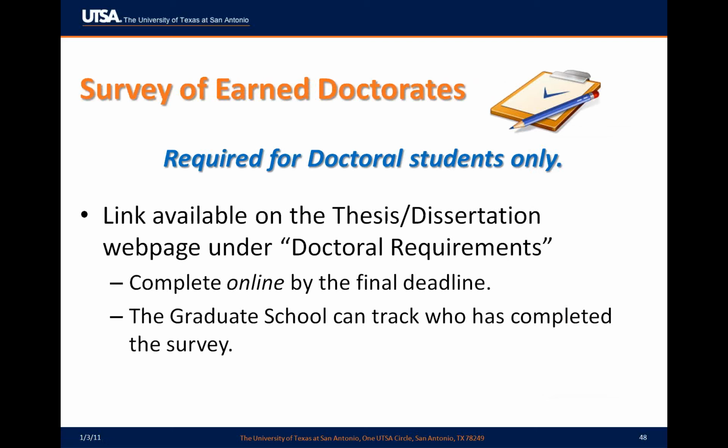Now, for doctoral students only, not master's students, you also need to do the Survey of Earned Doctorates. The link is available on the thesis and dissertation webpage under doctoral requirements. You need to complete this online by the final deadline. The graduate school, basically me, can track who has completed the survey. So I do check the roster online to see who has it done. When you complete the survey, you will be sent a certificate of completion. Go ahead and forward your certificate of completion for the survey to me. As soon as I see that certificate, I know that you have completed the survey and I can mark it off of your final requirements.